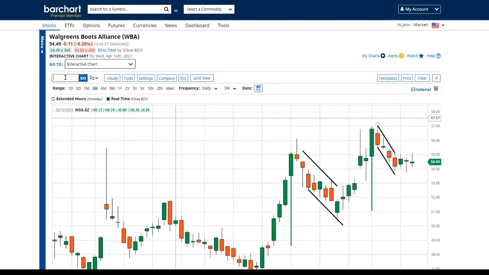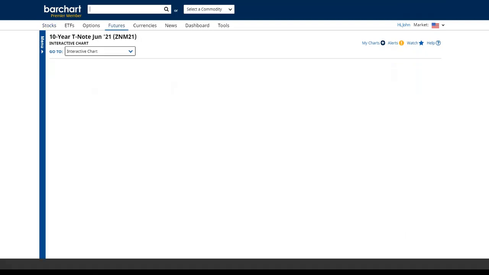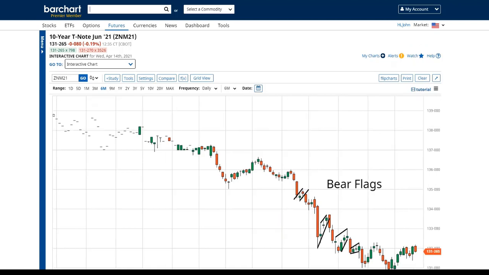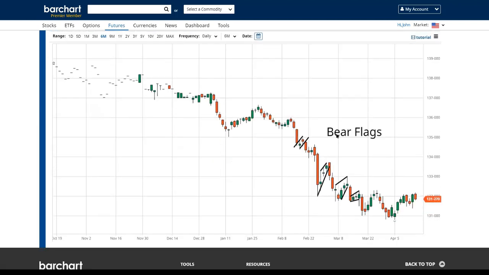Let me show you a bear flag. And this is the 10-year note. And again, this is where I really want to emphasize that the difference between flags and pennants is not really significantly large.